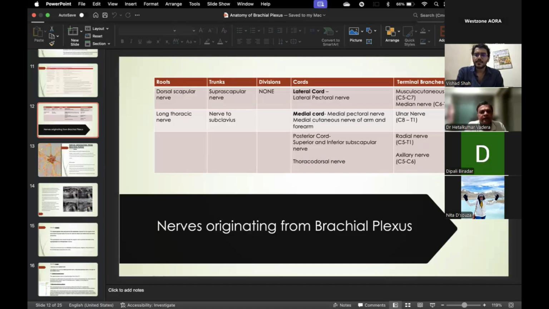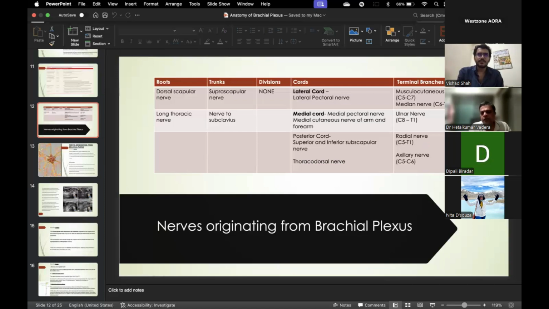So where does the cord lie in the costoclavicular area? Direct question. It is lateral to the axillary artery, sir. Very good. So where does the lateral cord lie? Where does the medial cord lie? And where does the posterior cord lie?